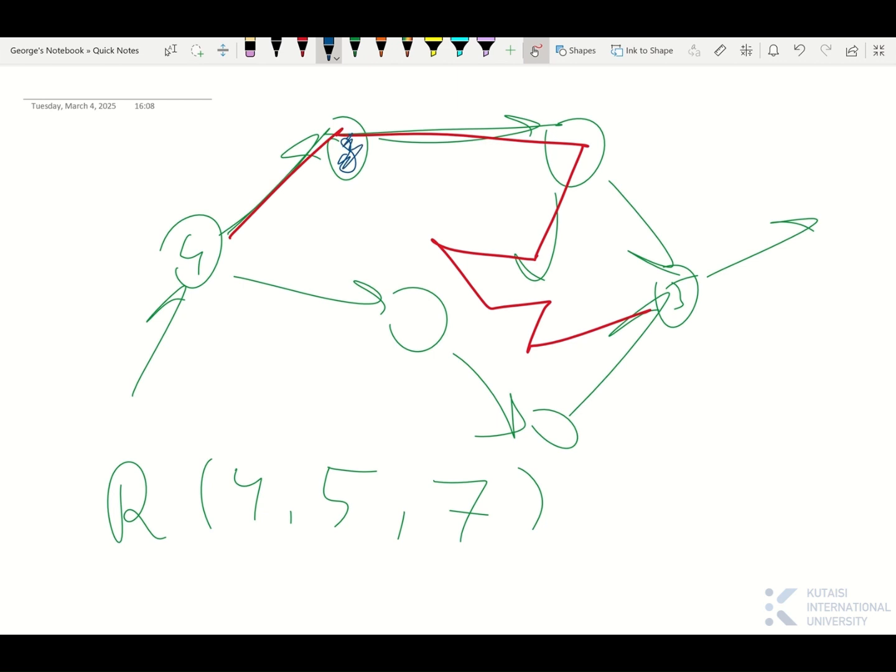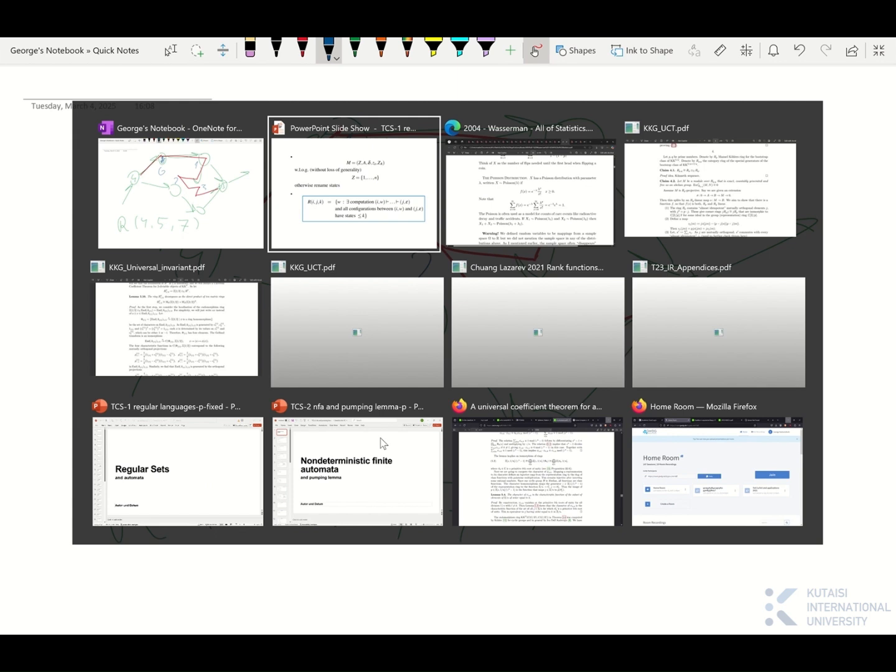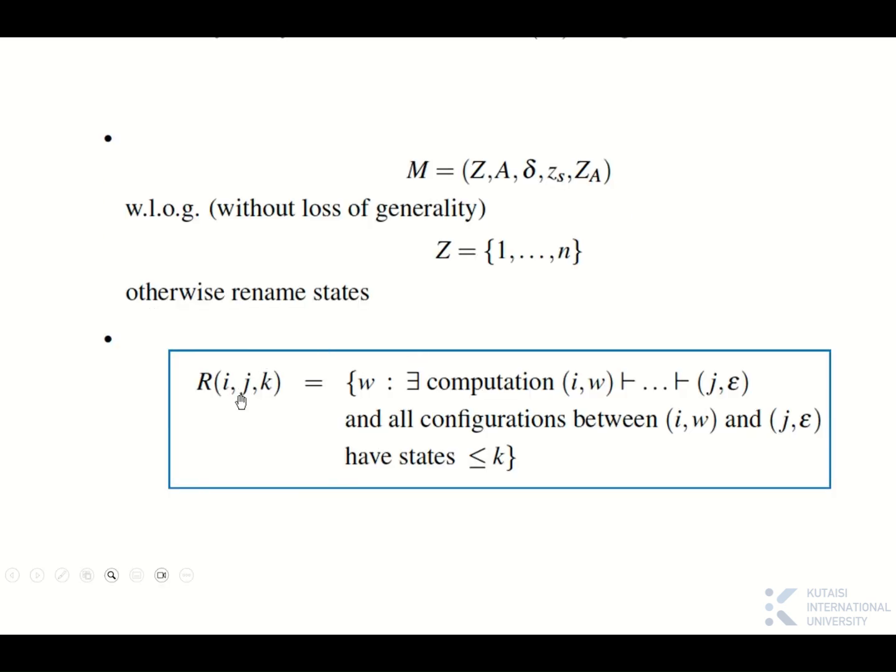However, if instead of 8, I had maybe 6 here, and 1 here, and then 2 here, and then 3 here. So if all the states in between, all these blue states that I drew with my finger, were less than or equal to 7, and I started at 4, and I finished at 5 when I read the whole word, then this word will be inside R_4,5,7. Exactly.